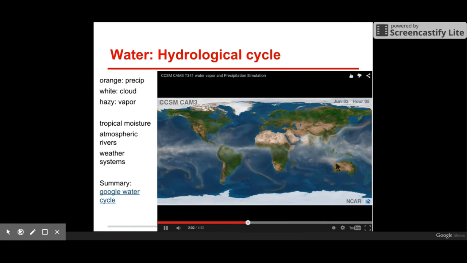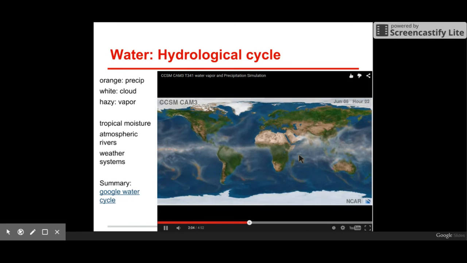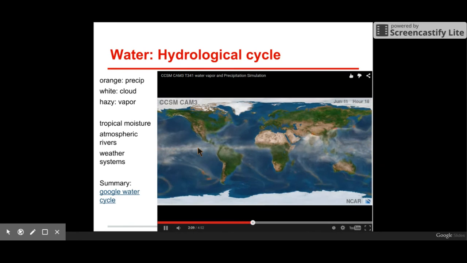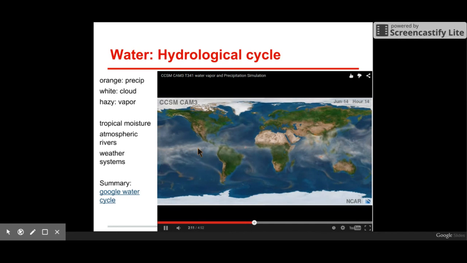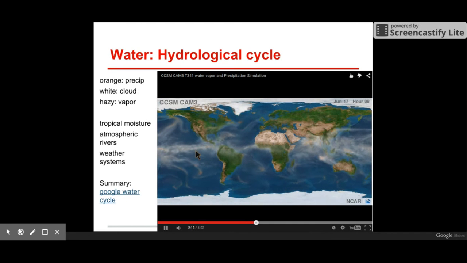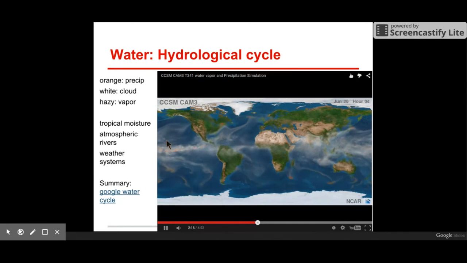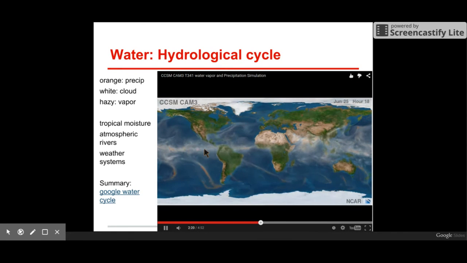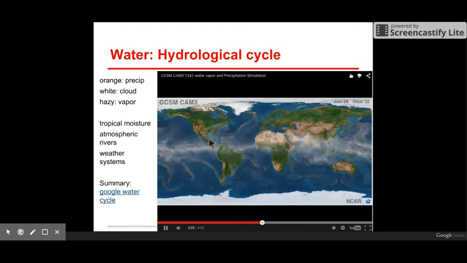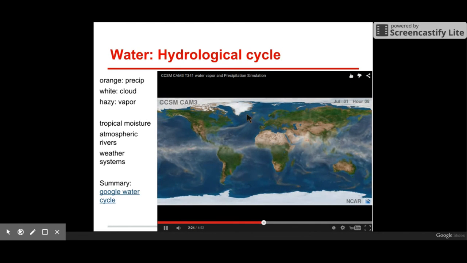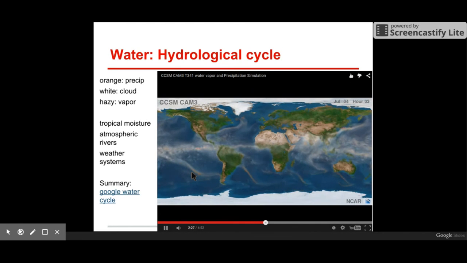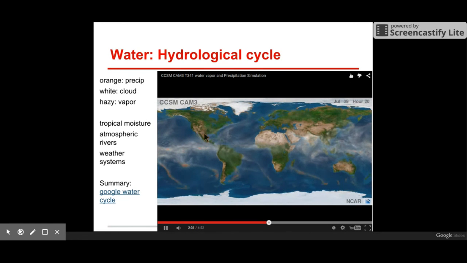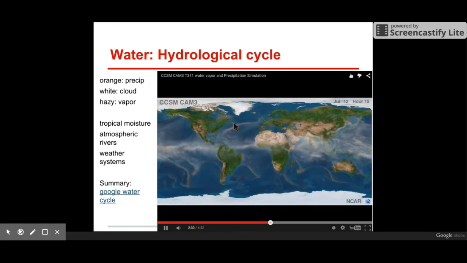A few features that you see here is that much of the water vapor and precipitation occurs in the tropics, where it is very warm. You will also notice here things called atmospheric rivers, in which water vapor is taken from this tropical source and transported towards the poles. You'll see that in the southern hemisphere with these little wisps of water vapor here, as well as in the northern hemisphere with these wisps of water vapor here.